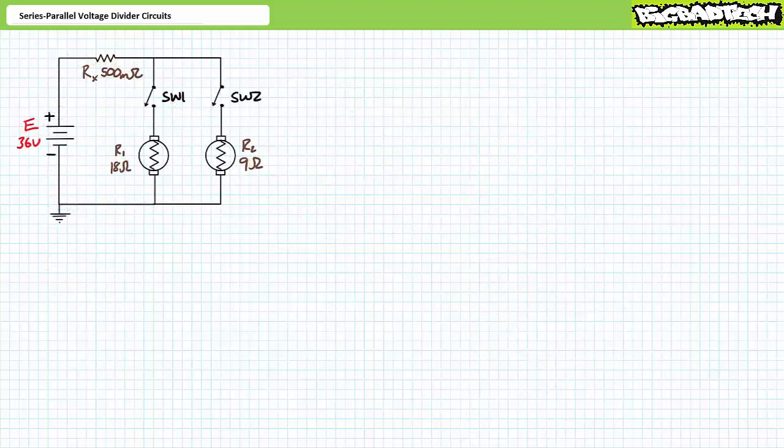Alright, one last illustrated example before I send you off to bed. Series parallel voltage divider circuits may be thought of as a simplified way of accounting for transmission losses in electrical circuits. Consider two switched DC motors modeled as 18 ohm and 9 ohm resistors, serviced by a 36 volt source. However, the means of transmitting power from the source to the load is modeled as a 500 milliohm resistor, Rx.